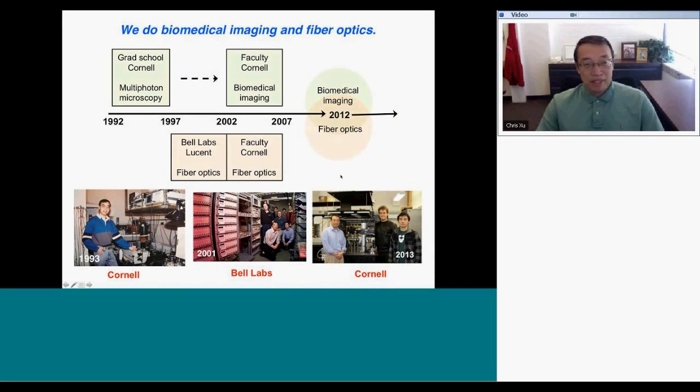So a brief introduction of myself. I got my PhD at Cornell. You can see me in 1993, a lot younger, a lot more hair. And I spent 5 years in Bell Labs, mostly doing fiber optics. Came back to Cornell, doing both biomedical imaging and fiber optics. And for brain imaging, we really started pretty late, around 2008. We started to dabble into how to image the brain, particularly how to go deep. And you can see some of the images in my career in Bell Labs and also in Cornell a few years ago.